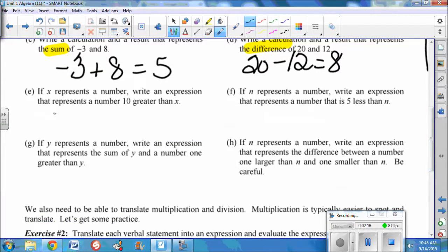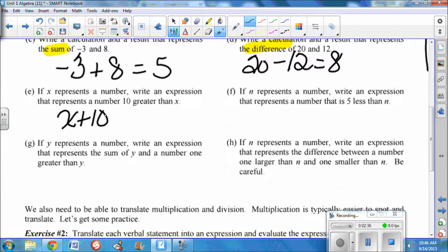If x represents a number, write an expression that represents a number 10 greater than x. Add 10 to x, and that certainly makes a number that would be 10 larger than x.